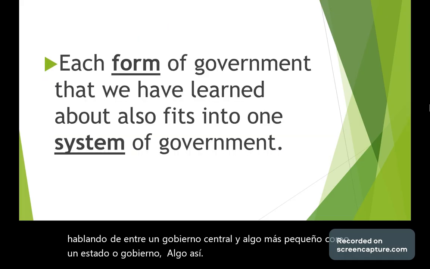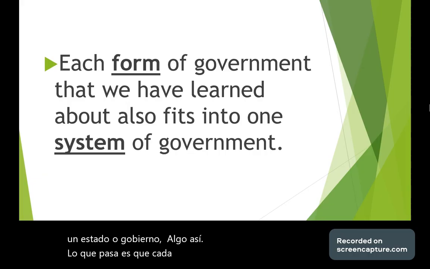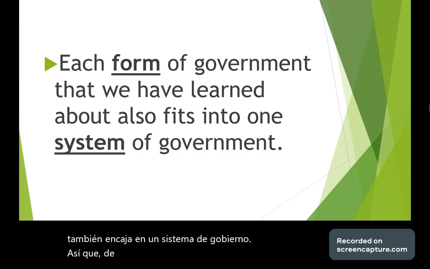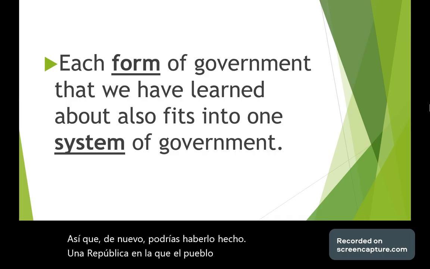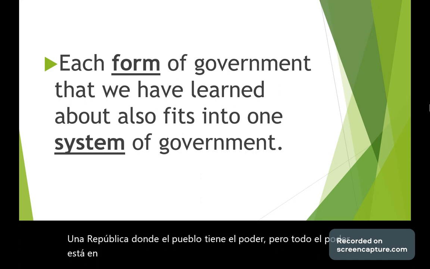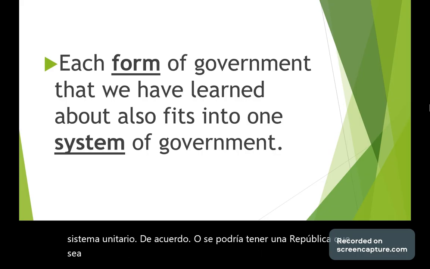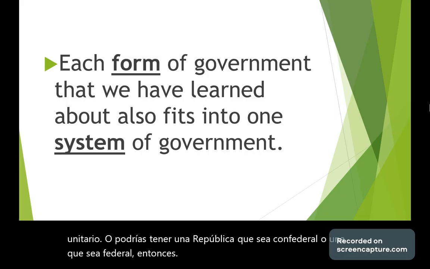The thing of it is that each form of government that we have learned about also fits into one system of government. So again, you could have a republic where the people have the power, but all of the power is in the central government. So it's what's called a unitary system. Or you could have a republic that's confederal or one that is federal. So again, forms and systems are different.